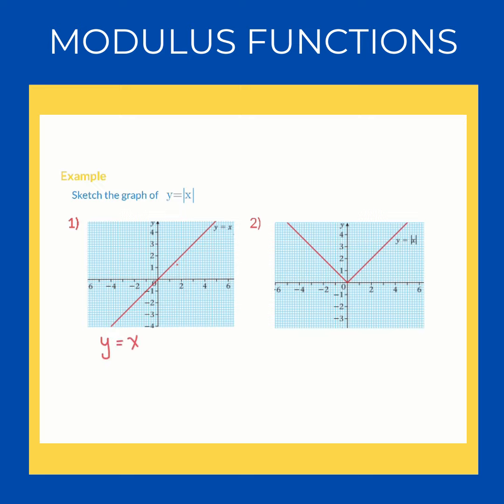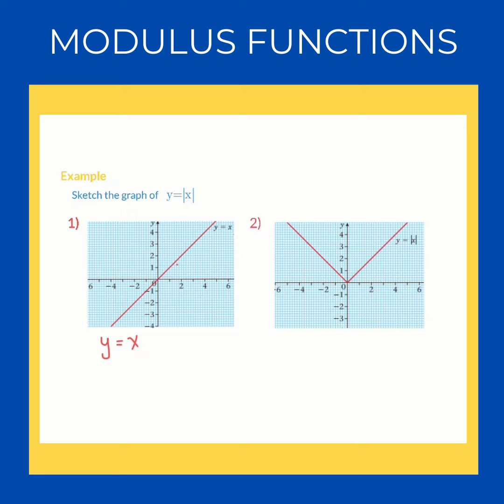Simply we'll say that when x is 1, y is 1. When x is 2, y is 2. When x is 3, y is 3. When x is negative 1, y is negative 1. When x is negative 2, y is negative 2. So we plot all these points and we connect these points by drawing a straight line. So this straight line is the result of sketching the graph of y equals x.